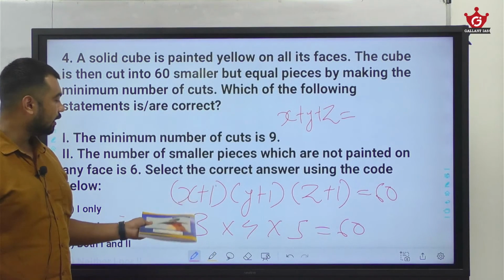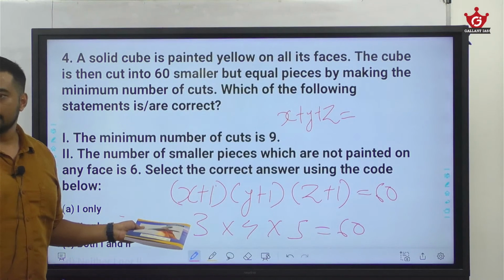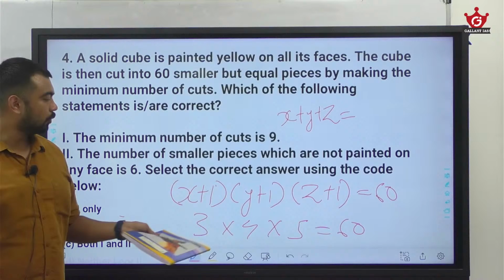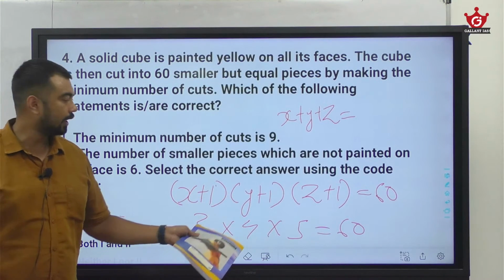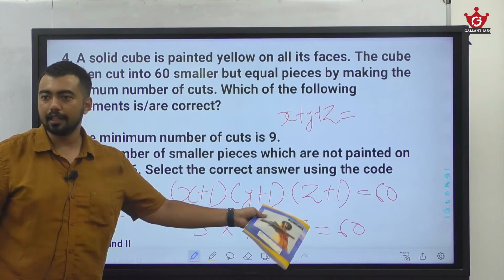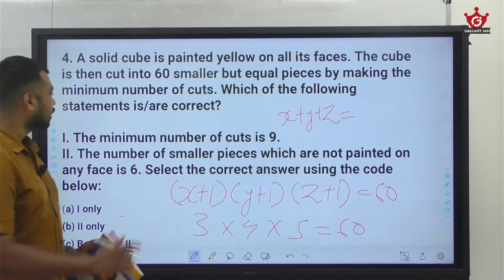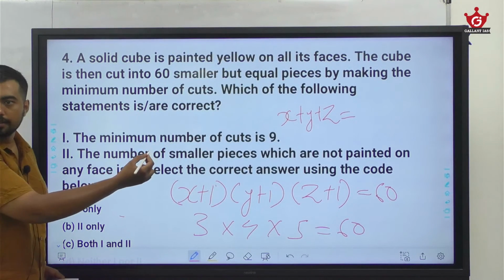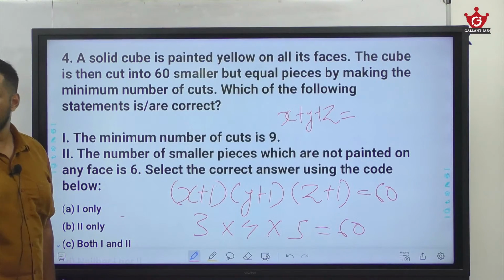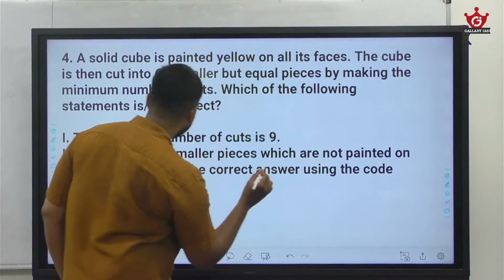So here x plus 1 is equal to 3. X is the cut. So what is x? 2. Similarly, y is the cut. What is y equal to? 3. And z is the cut. What is z equal to? 4. What is x plus y plus z here? 9. So the first assumption is satisfied, right? Yeah, so the first assumption is satisfied.